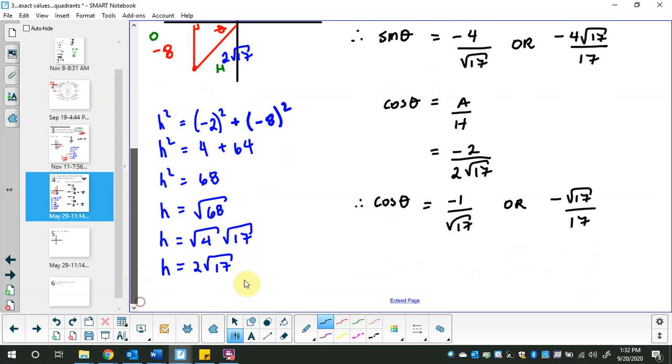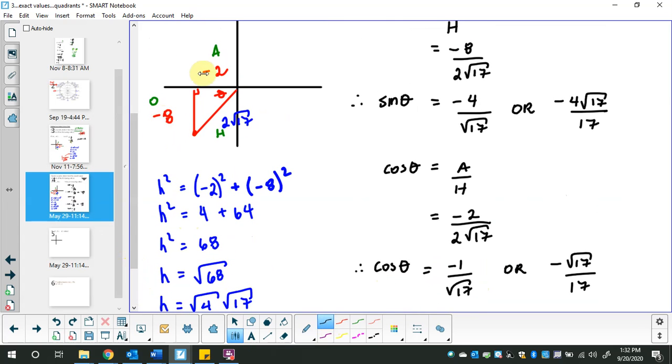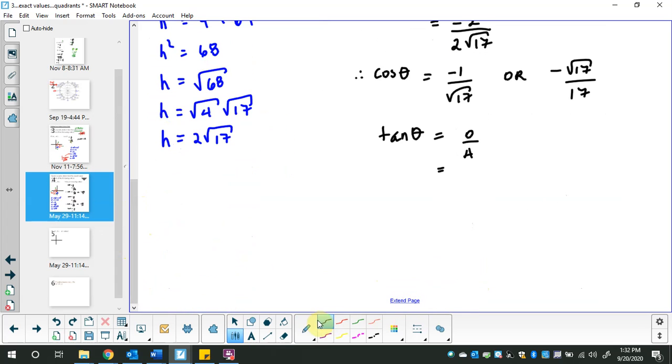And then last of all, tan theta is opposite over adjacent. So negative 8 over negative 2. Oh, relief. No roots. I can do that quite quickly. And the only problem is nobody can give an impressive answer because there's only one answer. So we have that. We have one last question.